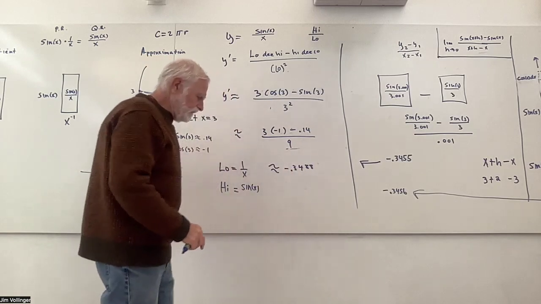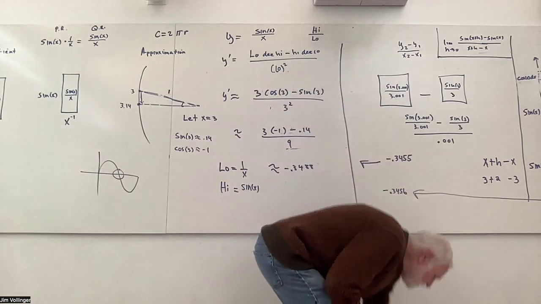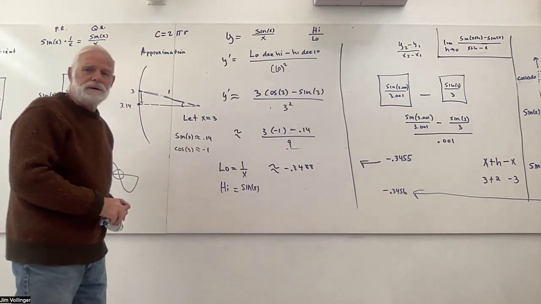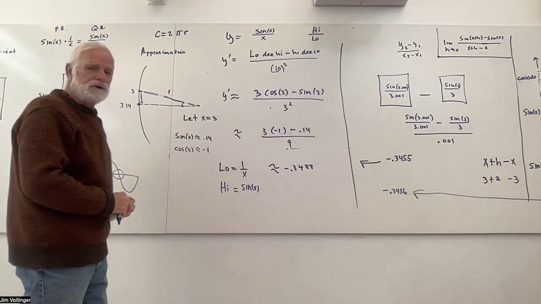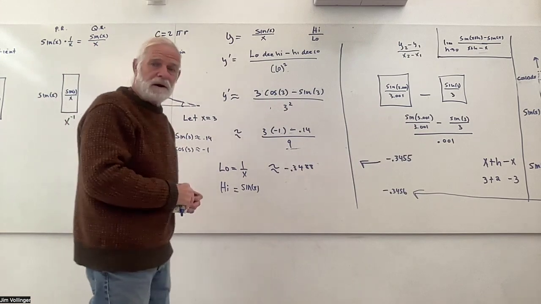All right, so that's just giving you a little bit of a feel for how this area is changing. And it would make sense that it's decreasing because the sine function is going down and the radians are going up.